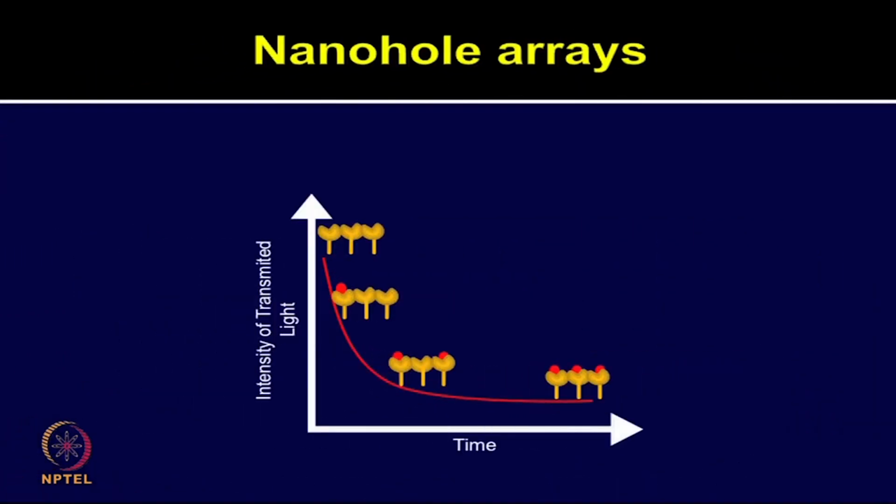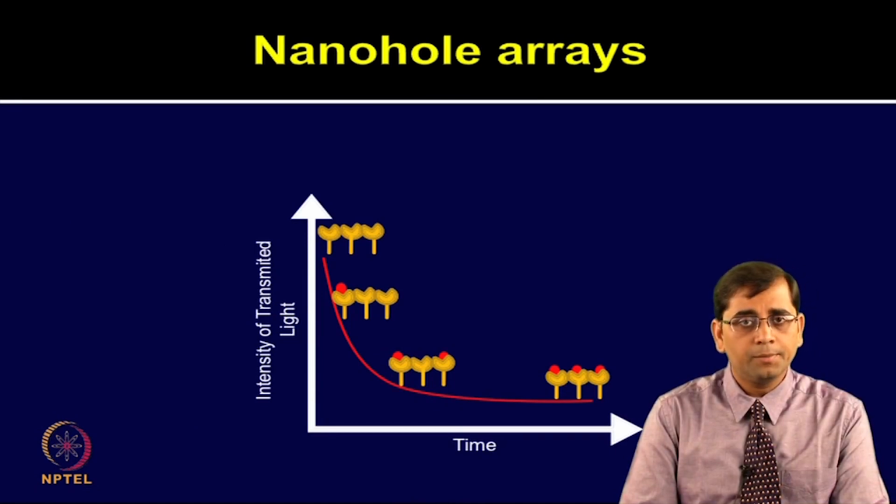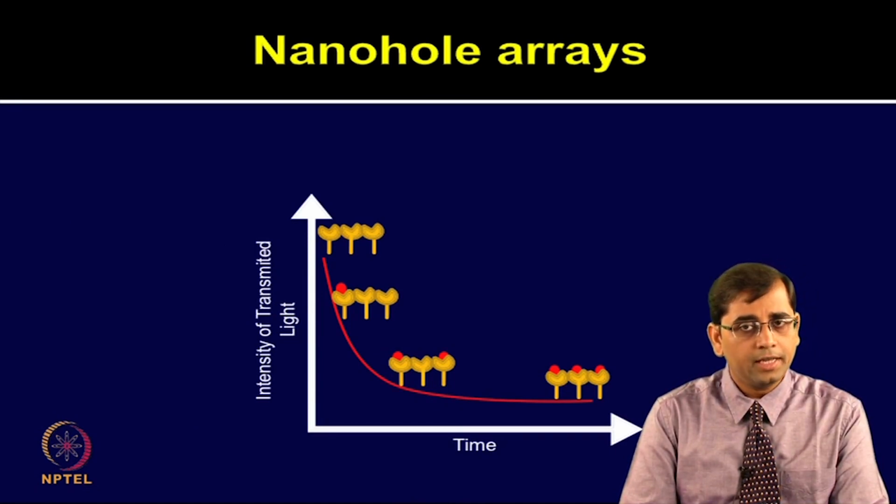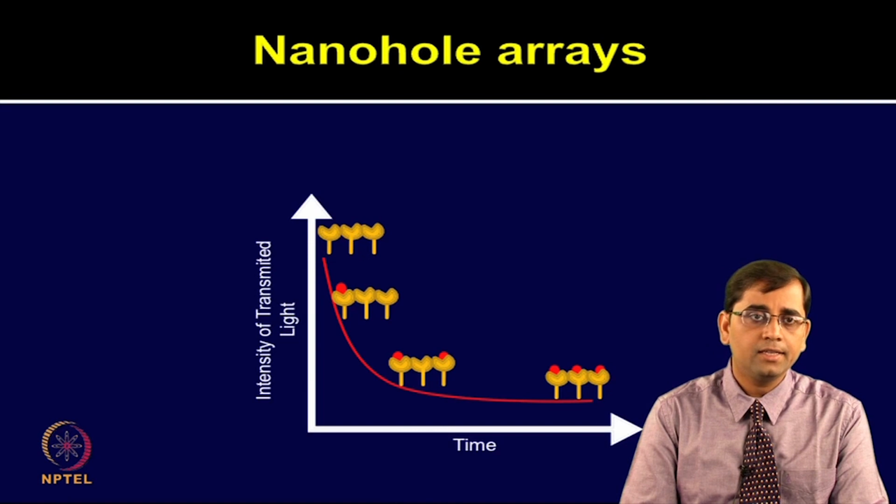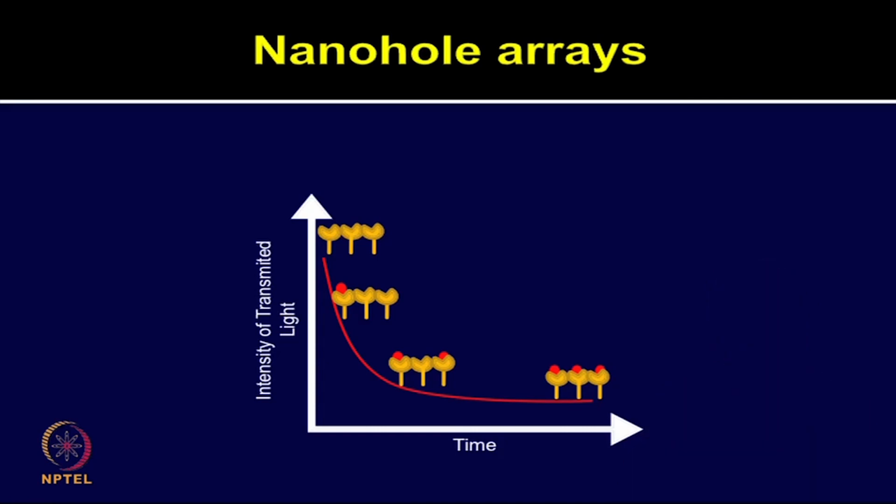This graph represents intensity of transmitted light versus time scale. As analyte concentration increases on the nanohole arrays, the transmission intensity decreases exponentially. Therefore, nanohole arrays are promising for studying the binding kinetics of protein-protein interactions, and they are also compatible with microarray based high throughput formats.